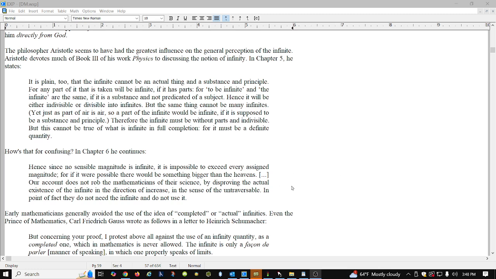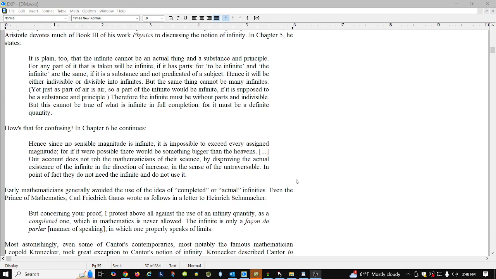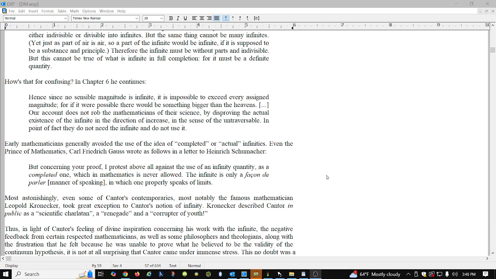Well, if you figure out what Aristotle's talking about, send me a little note. Early mathematicians generally avoided the use of the idea of completed or actual infinities.